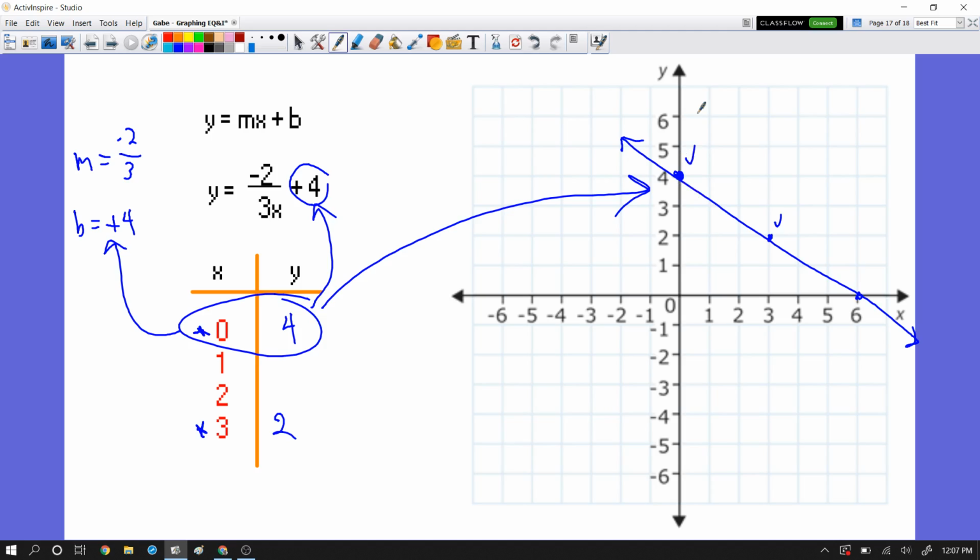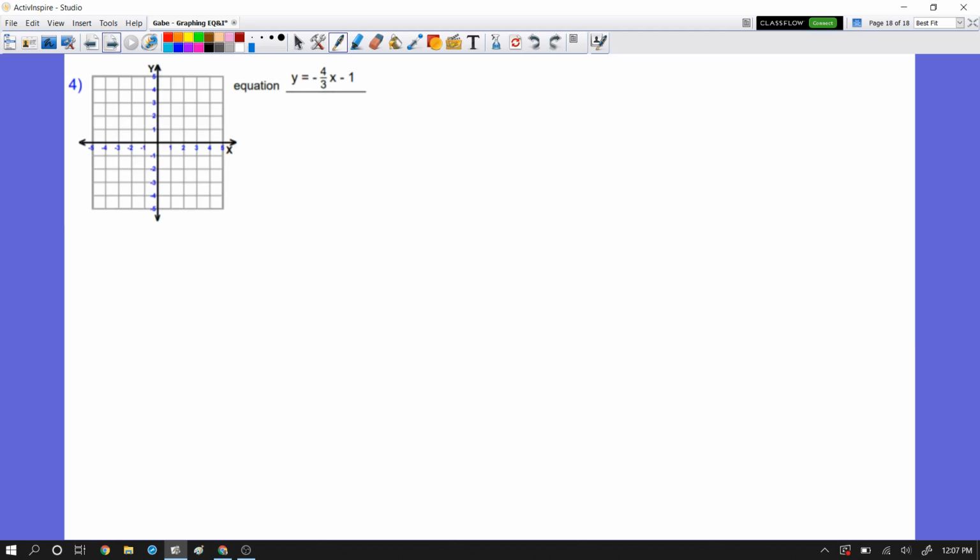What's the fastest way to get from one point to another? A straight line. That's why you only need 2 spots, beginning and end.